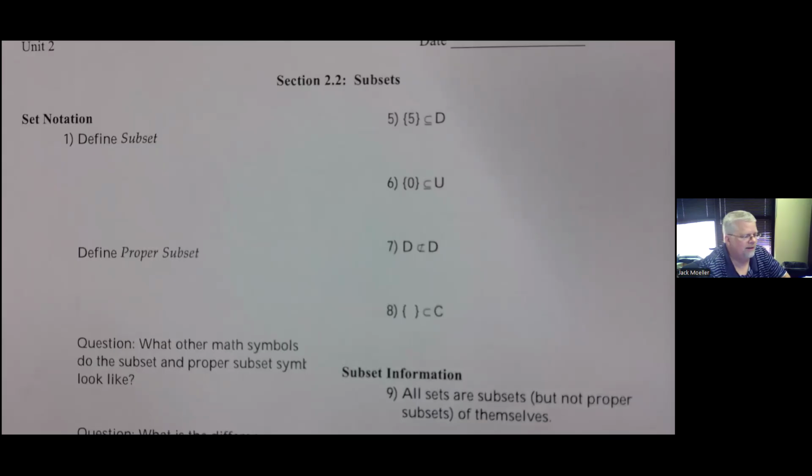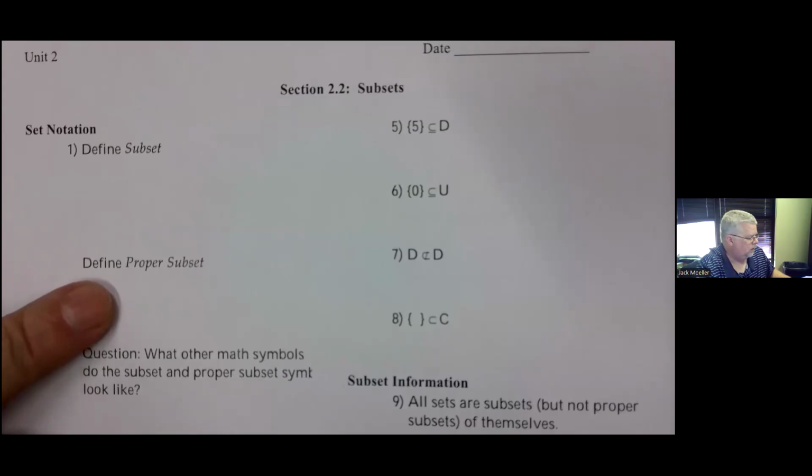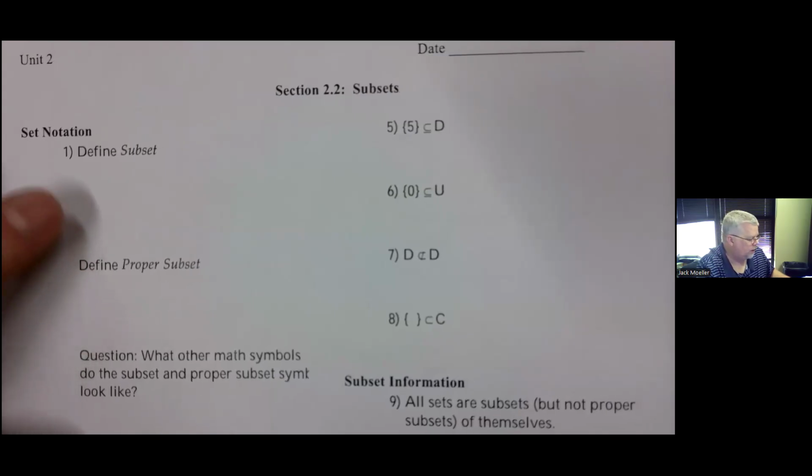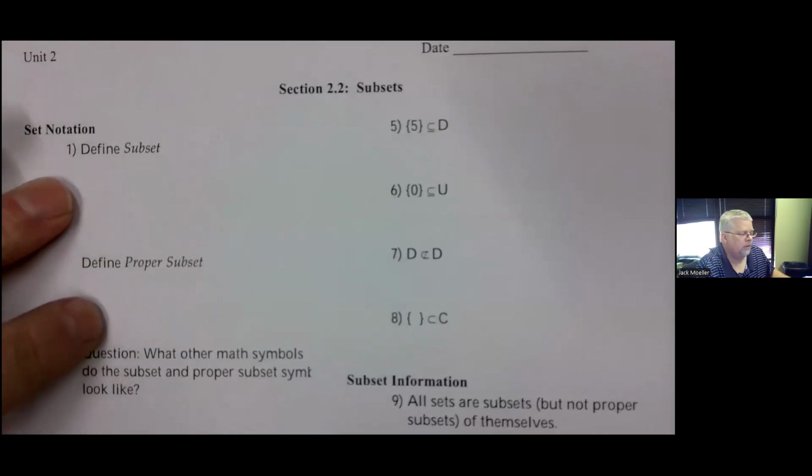Well, just from the sound of a subset, it sounds from English that it's like a smaller part of a larger set. So the problem with that, from the math standpoint, is that's more of a proper subset. Okay? So when we think subset, most of the time we're actually thinking proper subset. So we got to be able to make sure to keep the difference between those two.